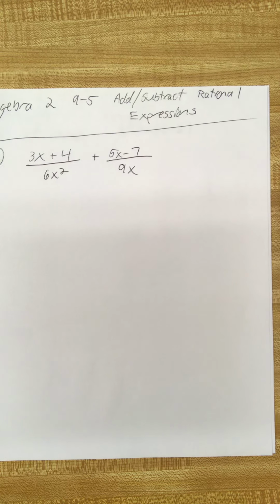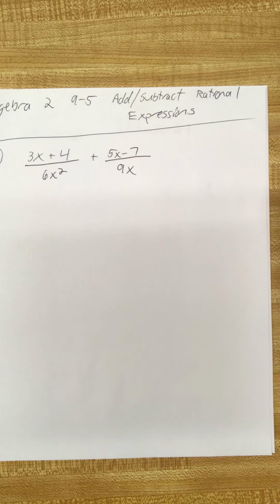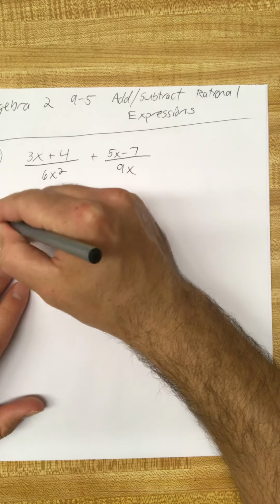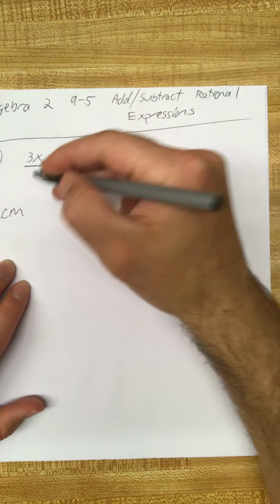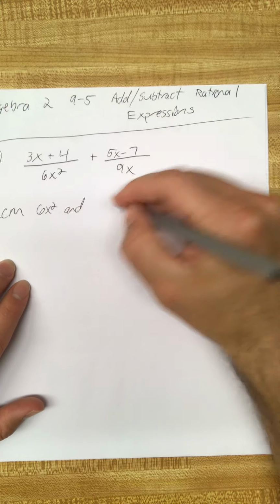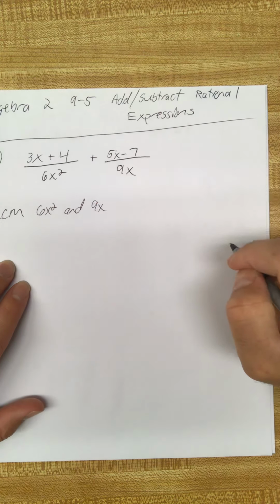Alright, so moving on today with adding and subtracting rational expressions. Your big thing here is common denominator. Really, when you start off with these problems, who cares about the numerator? Take a look at your denominators. So we're trying to figure out, for our common denominator, what's the least common multiple of 6x squared and 9x.